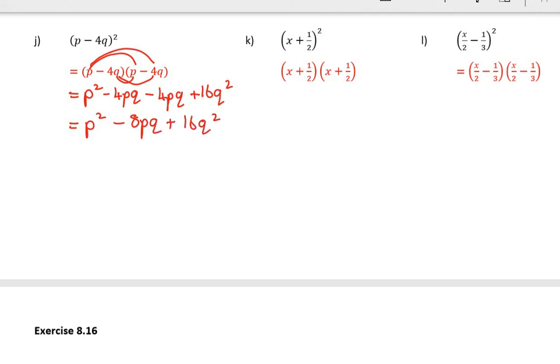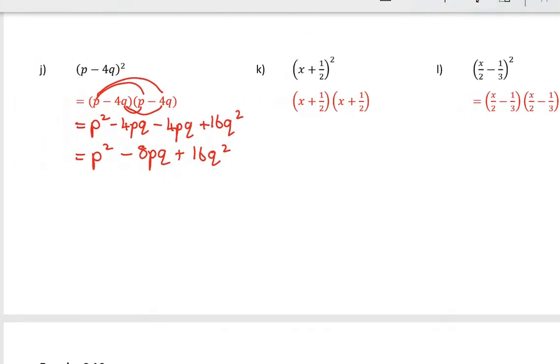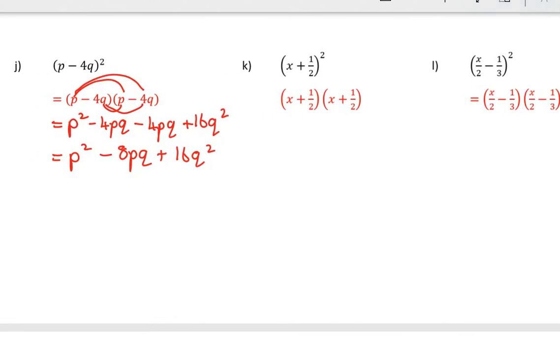Okay, now the last two are the only ones that I'm going to do a little bit more slowly because they involve fractions and we tend to freak out. So, if I zoom in here, oh, that didn't work well, so let me zoom out again. Okay, so here I've got x times x, that's the easy part, that's x squared. Now I've got x times a half.